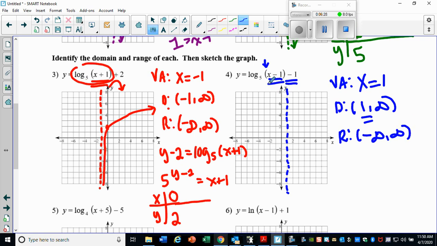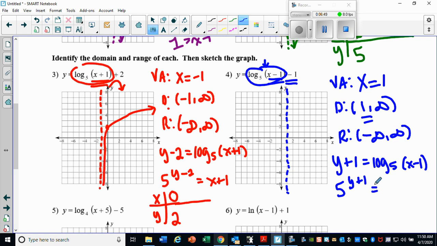All right, so for this one, to rewrite as an exponent, I have to move that -1 over so that it becomes y plus 1 equals log base 5 of x minus 1. Because I don't want anything outside of my log. I want just my log to look like this. Now I can rewrite it: 5 to the y plus 1 equals x minus 1.